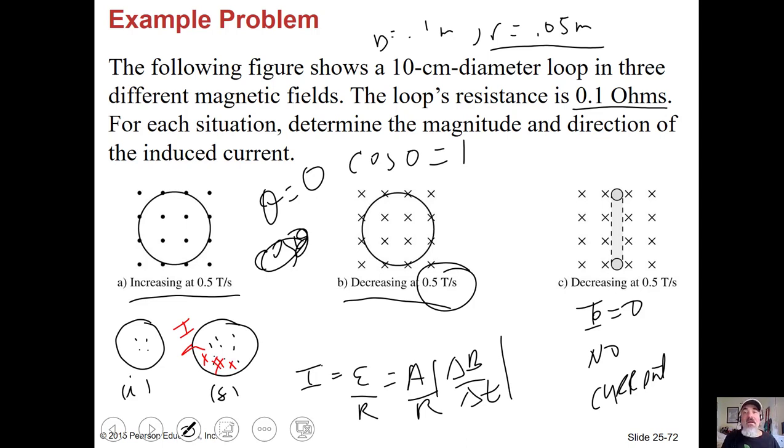So clockwise. For the second one, I need to make some more room too. This one is decreasing. So let me do my 2 circles.